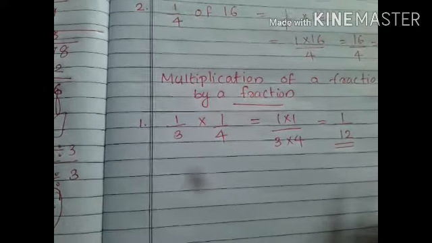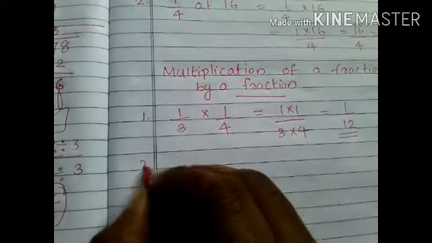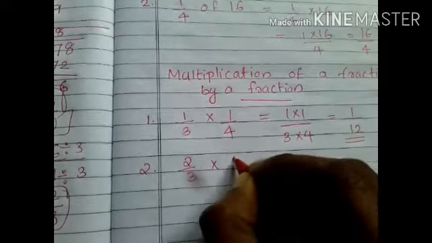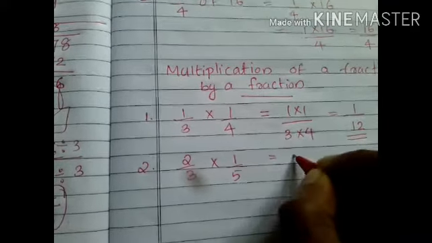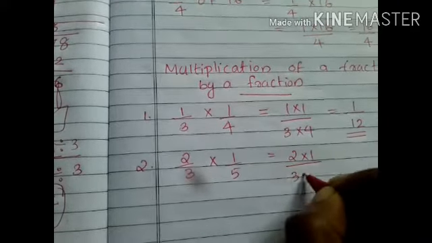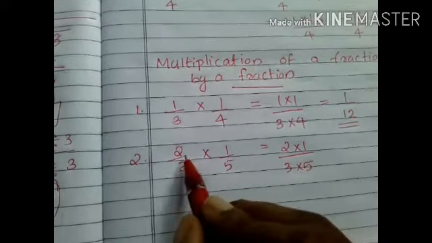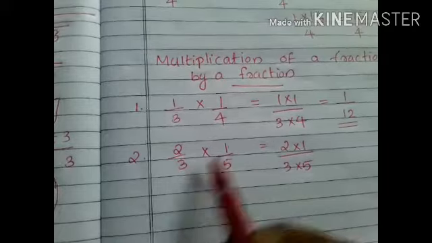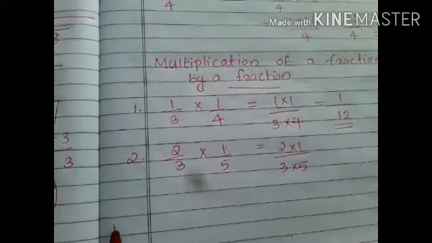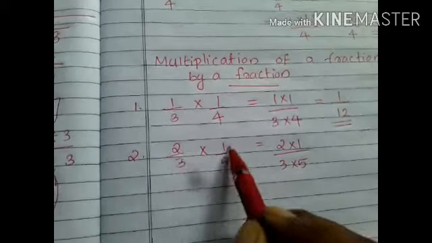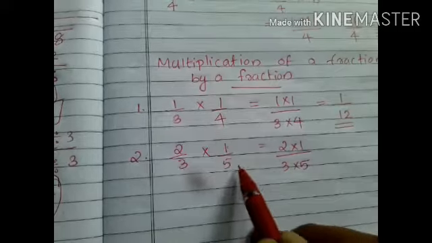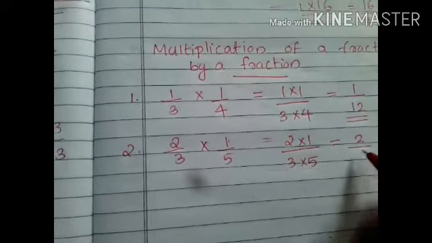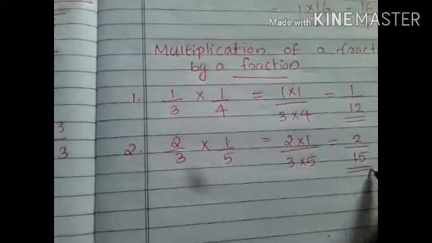Then another example, 2 by 3 into 1 by 5. 2 into 1 divided by 3 into 5. Multiply the numerator and multiply the denominator. So here we get 2 by 15.